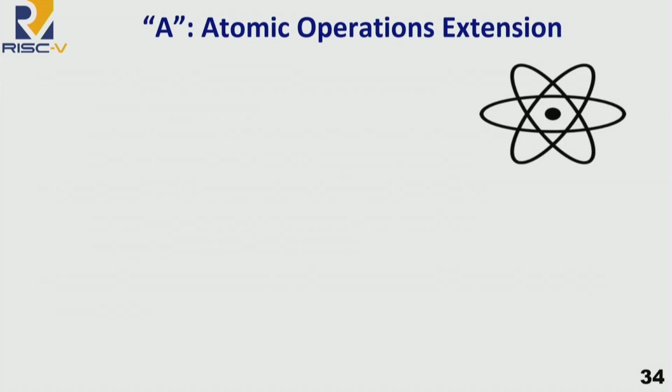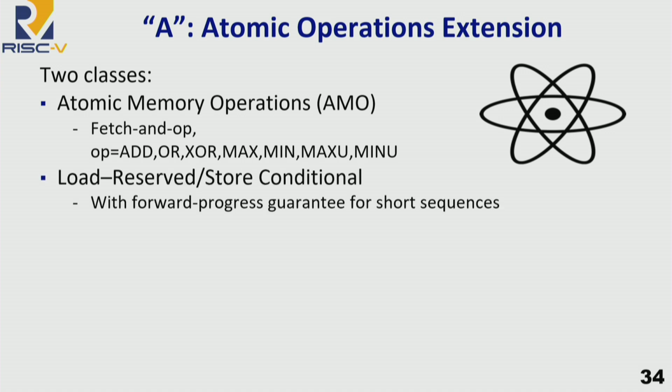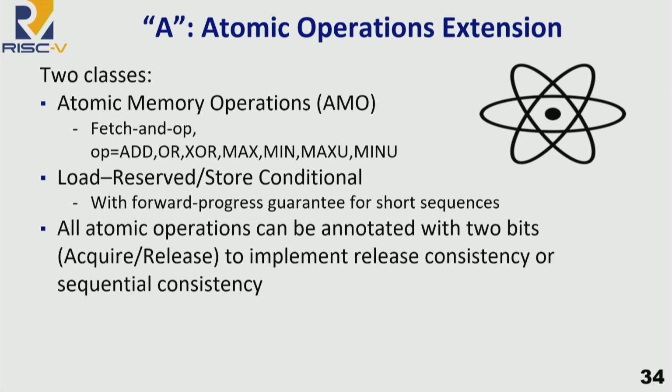For the atomic extension, there are two classes of atomic operations we add. AMOs, which are fetch and op. So you can do fetch and add, fetch and or, fetch and max, fetch and min on a single word in memory. There's also load reserve store conditional with a restricted forward progress guarantee for certain sequences. This allows us to implement the equivalent of compare and swap with a short sequence. The reason we did this is we didn't want to have compare and swap in the architecture as it's kind of ugly to implement. So we went with load reserve store conditional, but we added the forward progress guarantee to make it behave better than a load reserve without that guarantee.